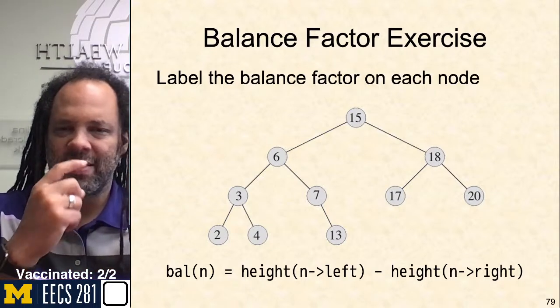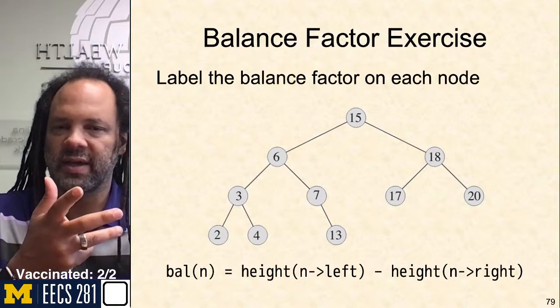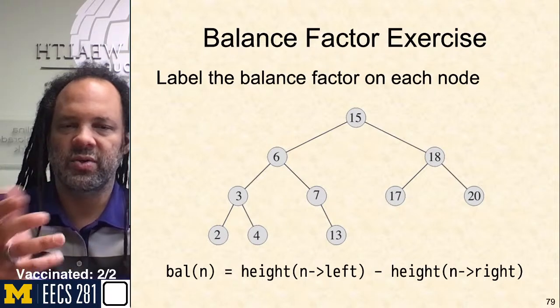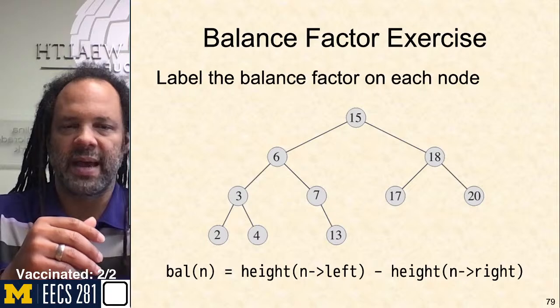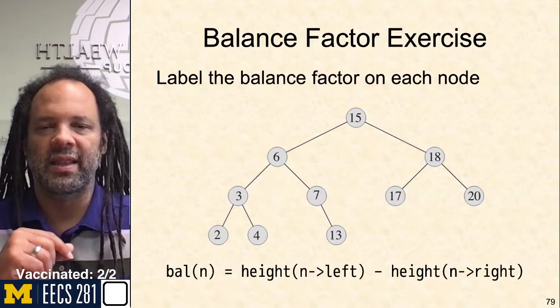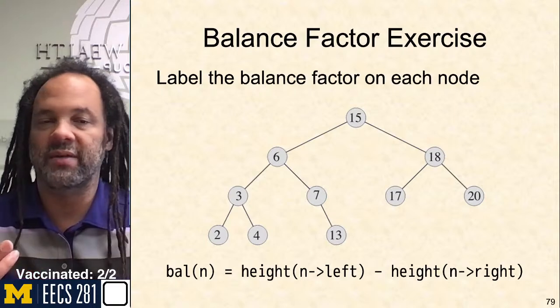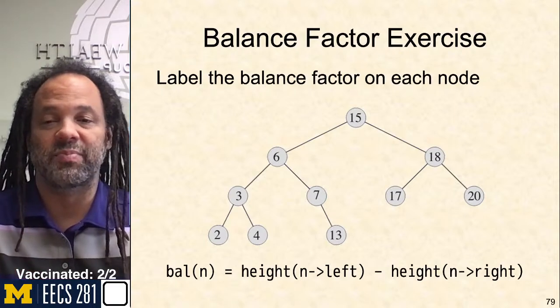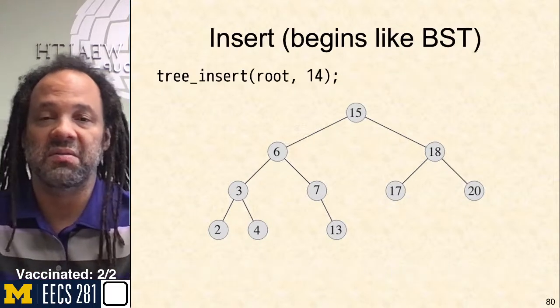6, is that balanced? Well, it looks like it. The left subtree height is 2, the right subtree height is 2, so 6 is balanced. And then the only node that remains now is the 15. It's got a left subtree height of 3, a right subtree height of 2. Balance factor is +1. Life is good.